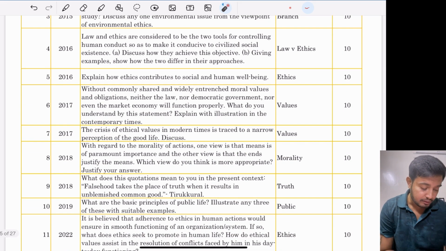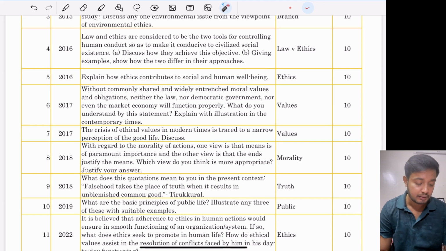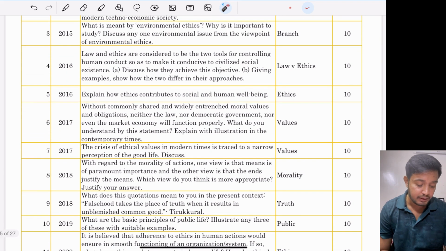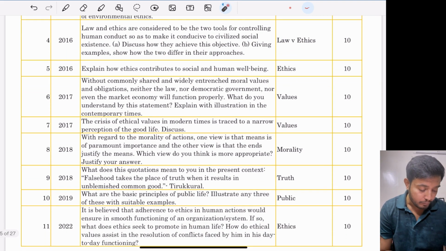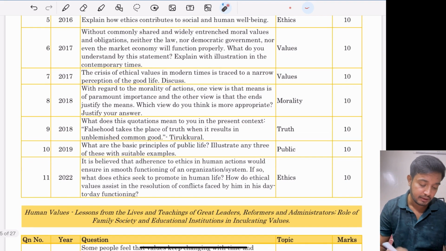And then this question from another 2016 paper: how ethics contributes to social and human well-being. Basically, this is about the consequences part of the syllabus. This will be dealt with in the next video. Then: without commonly shared and widely entrenched moral values and obligations. So this is from the values part. These questions will be dealt with in the next video, or the one after that.